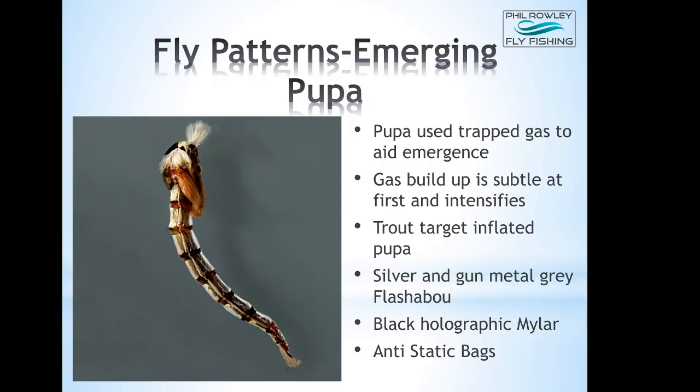And we didn't really stumble upon this until we started using throat pumps. And I'm going to talk about how to use those in a little bit, because that really is an important tool when you're chironomid fishing. So we use a lot of silver Flashabou, anti-static bags, window tinting film that you use for automotives. You cut it into thin strips. Black holographic mylar. There's a host of different materials to get that look.